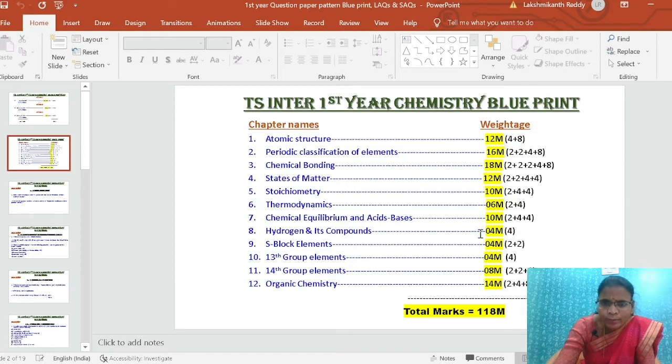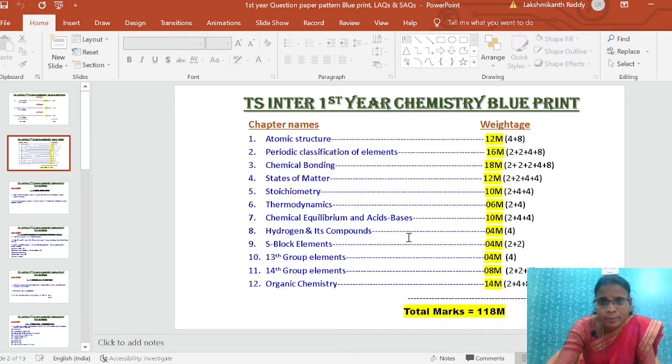Next, hydrogen and its compounds, 4 marks weightage. They will give only a 4 marks question. S block elements, 4 marks weightage. They will give only 2 marks questions, 2 here. And next, 13th group elements, 4 marks weightage. They will give only a 4 marks question here also. Next, sorry, 14th group elements, 18 marks weightage. They will give 2 marks questions 2 and one 4 marks question. Then organic chemistry, 14 marks weightage. They will give 2 plus 4 plus 8.